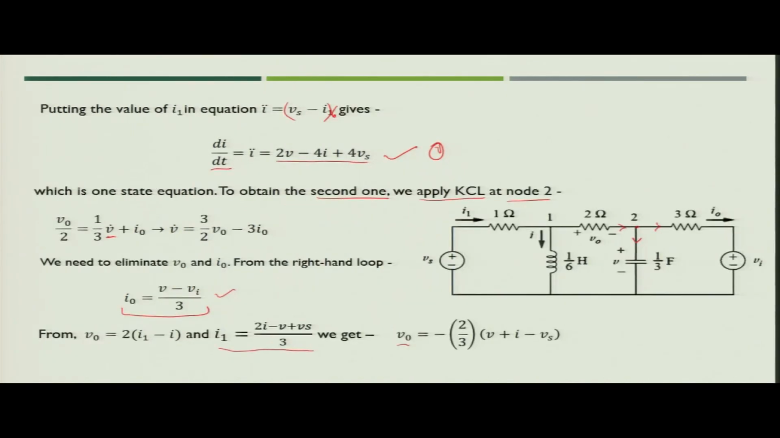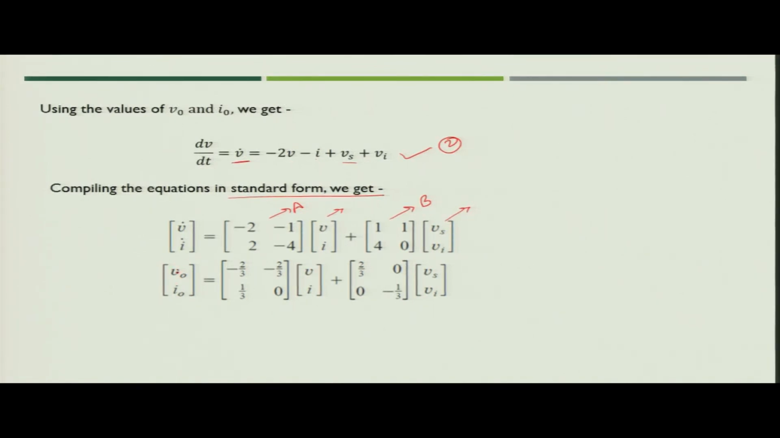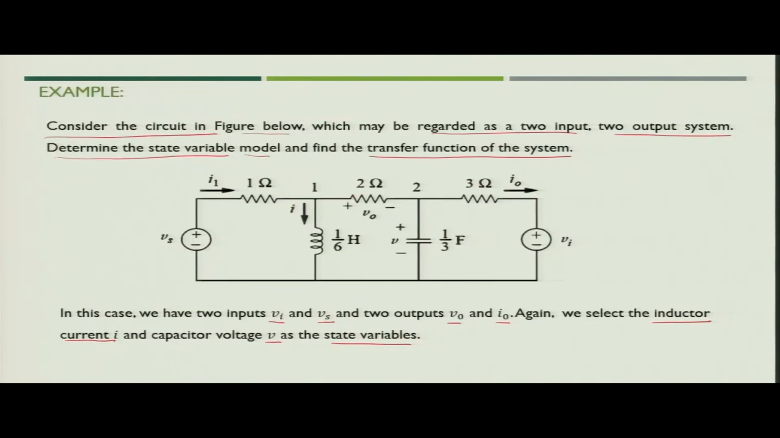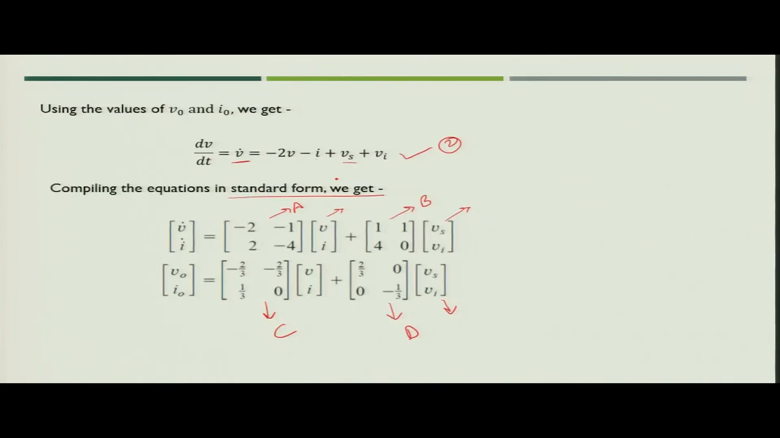Then the output equation you can compile, because V naught and I naught we have just found: I naught is V minus V I by 3 and V naught is equal to minus 2 by 3 V plus I minus V s. Using these two equations, the output vector V naught I naught equals the C matrix into the state vector V I, plus the D matrix multiplied by the input vector V s and V I. So, with this you can now understand how to convert this particular circuit into a state space representation. Now, you have A, B, C and D.